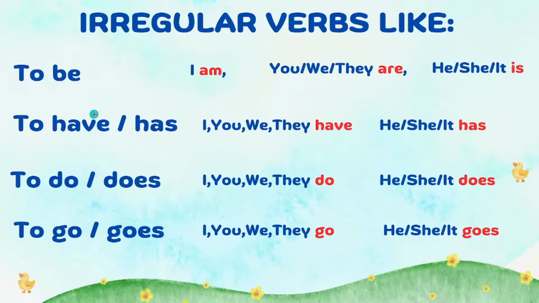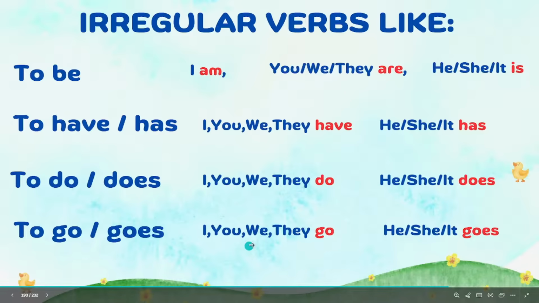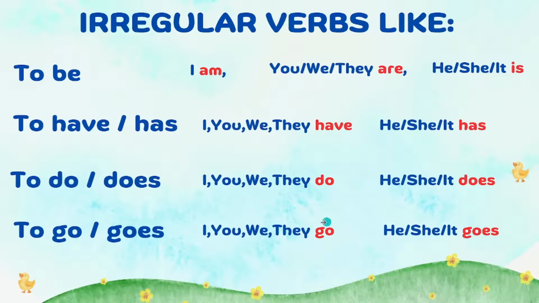Okay? You will just always remember this guide, so you will not be confused. And then for to have, for the I, you, we, and they, you will use this one, have. Okay? And for the he, she, it's has. And for to do, I, you, we, they, you use do. And for the he, she, it's going to be does. And for the to go, I, you, we, they, you will use go. And he, she, it should be goes.